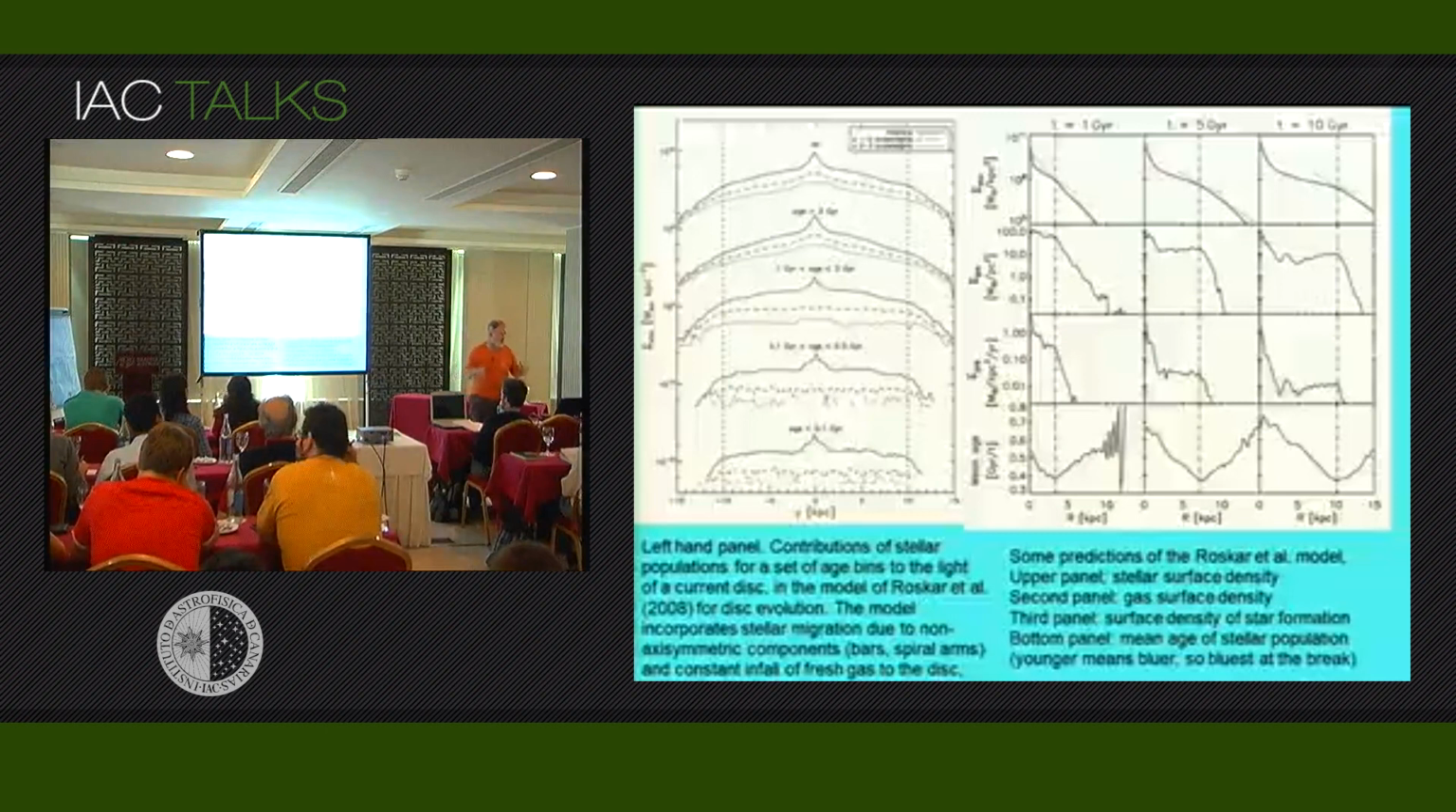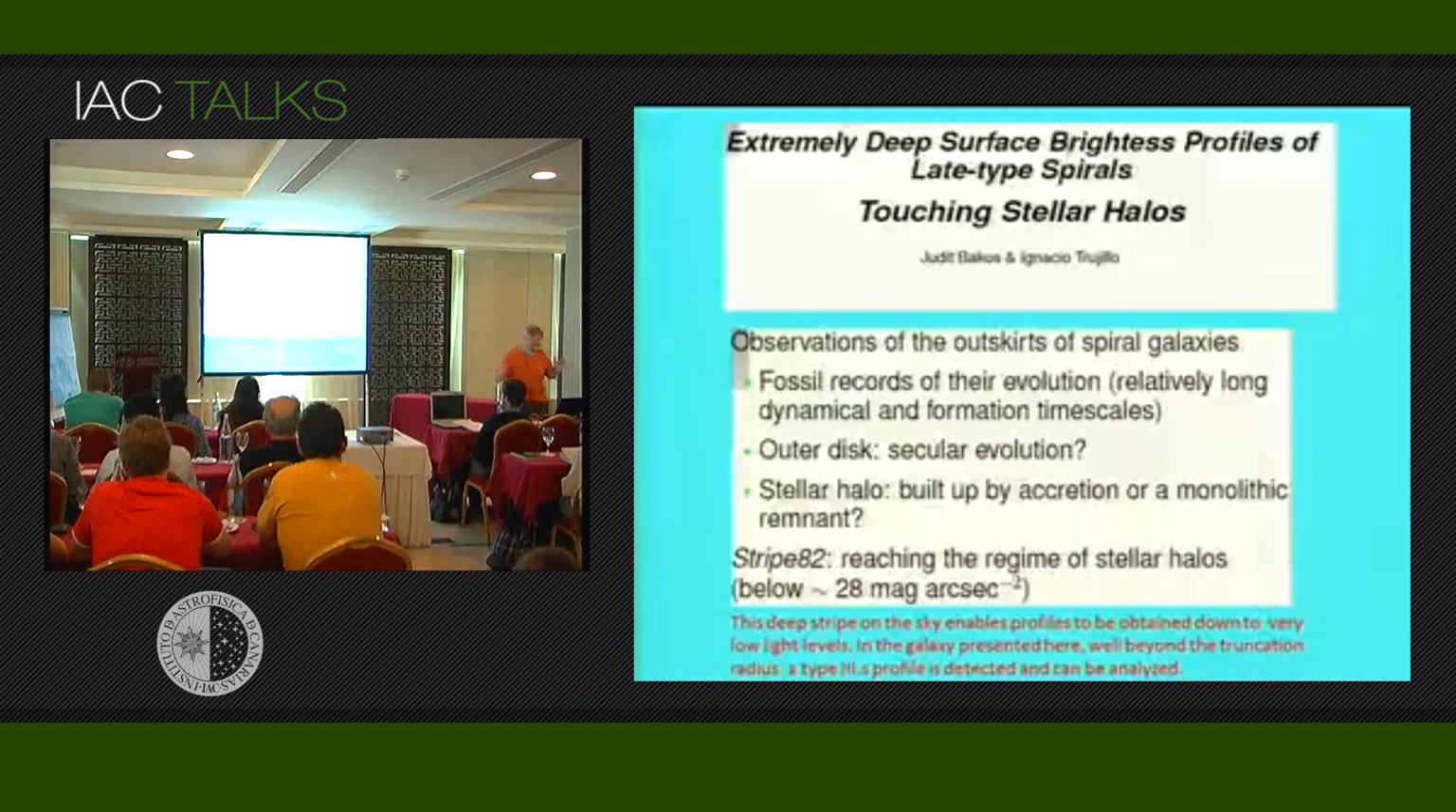impelled by transient asymmetries, which are basically probably the arms, really. And they can manage to keep the bluest part of the disk at the break radius, and their models are reasonably good. They're not the only models, but at least it shows that a rational model incorporating the kinds of processes which should occur can account for much of the data.